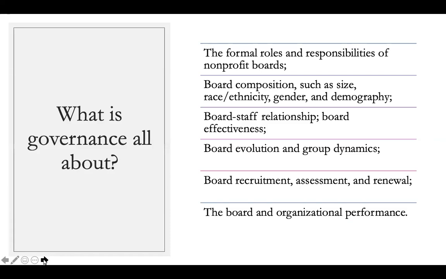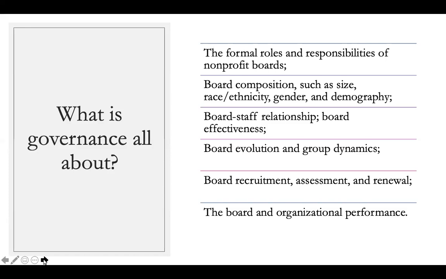So when we're speaking about governance at the organizational or firm level, we're talking about, including other things, the roles and responsibilities of the boards. And here I have specified nonprofit boards. And I'll explain why I emphasize the nonprofit part, other than the fact that, of course, your organizations are not for profit.